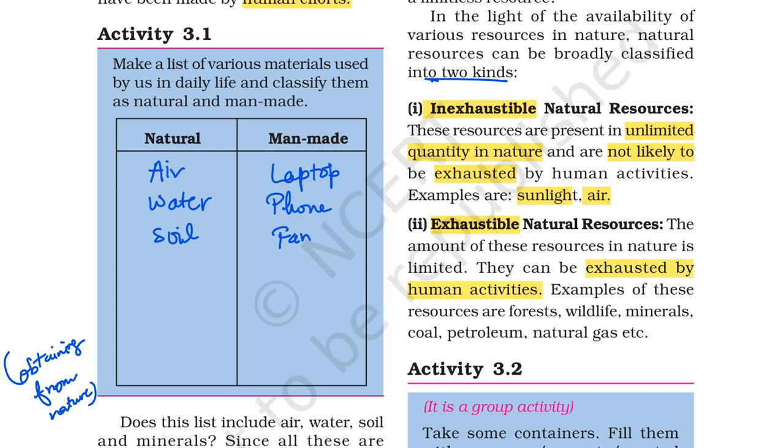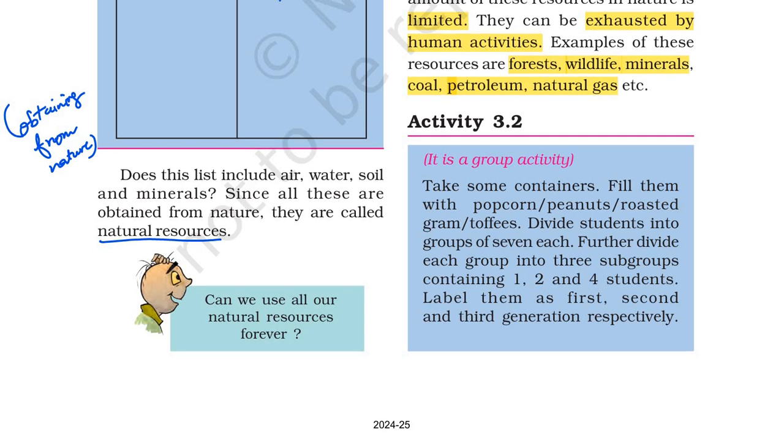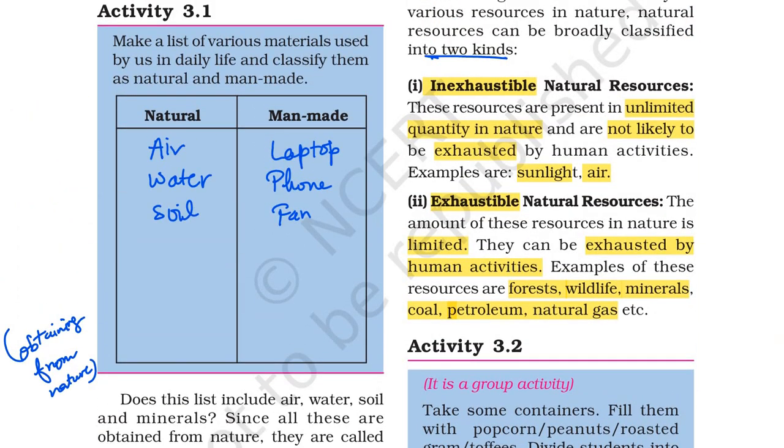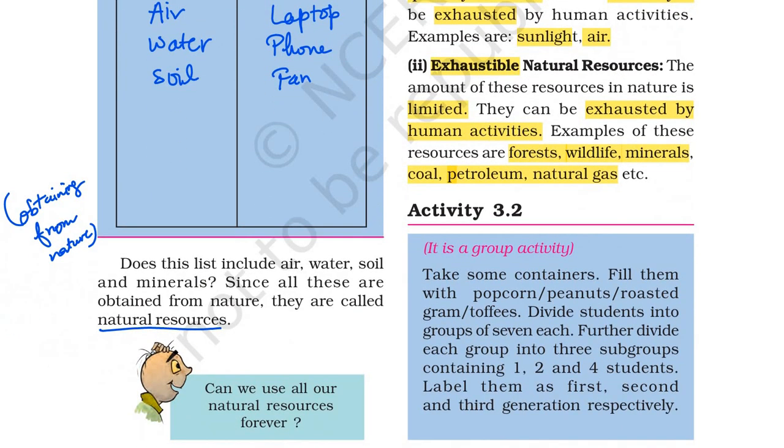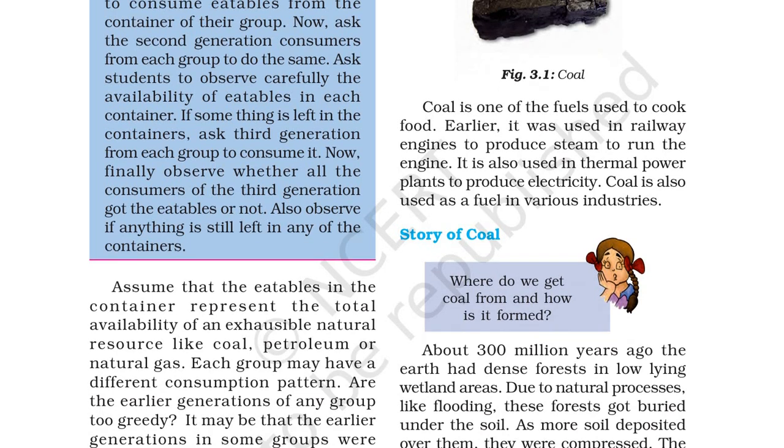If you are doing some human activities and you are using it very greedily, obviously these things would vanish one day because they are limited in quantity. That can be forest, wildlife, minerals, coal, petroleum, natural gas. So remember this. This is a very important part from this chapter, that it talks about inexhaustible and exhaustible natural resources. Inexhaustible would be not likely to be exhausted by human activity. Exhaustible would be they can be exhausted by human activities.